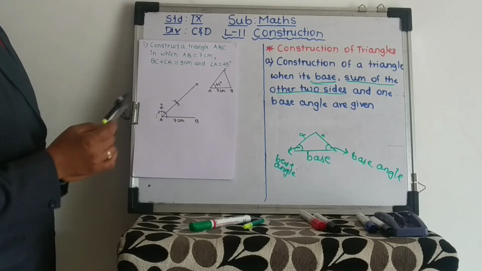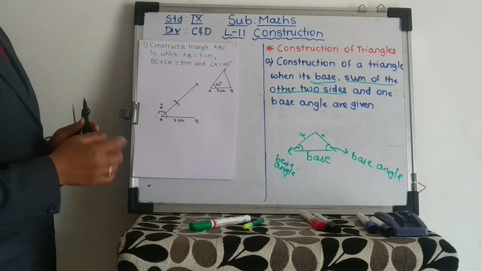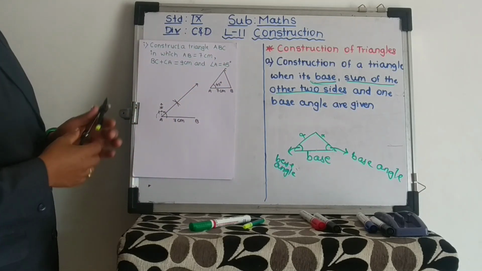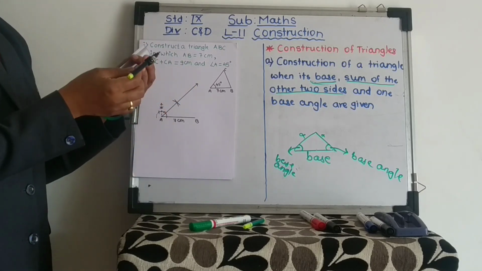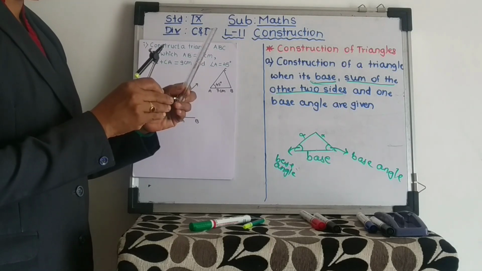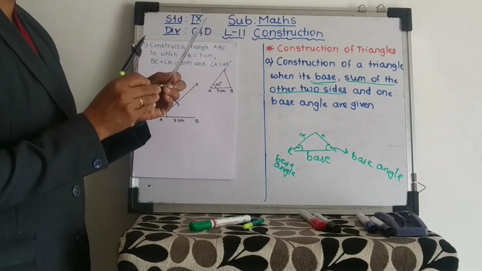Now what will we do? How will we show this 9 centimeter BC plus CA? We want BC and CA separately, right? This BC plus CA is 9 centimeter, so that distance we are going to take in the compass. Take the 9 centimeter distance in the compass.